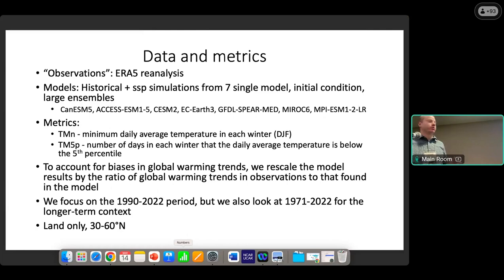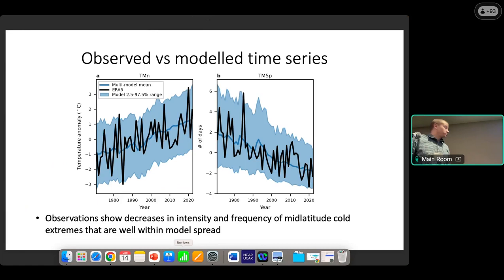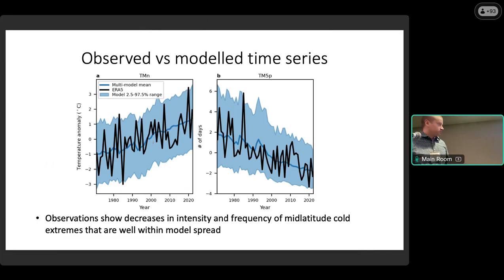Right. So for some results, here I'm showing these two metrics, with the observations from ERA5 in black. On the left is TMN. We see a clear warming of the coldest days, so reducing the intensity of cold extremes. And then on the right is the TM5P. This is the frequency, and you see a very clear decrease in cold extremes over the mid-latitudes. And then the blue line is showing the multimodel mean, as well as the 2.5 to 97.5 percentile range in the shading. This is the rescaled model data.